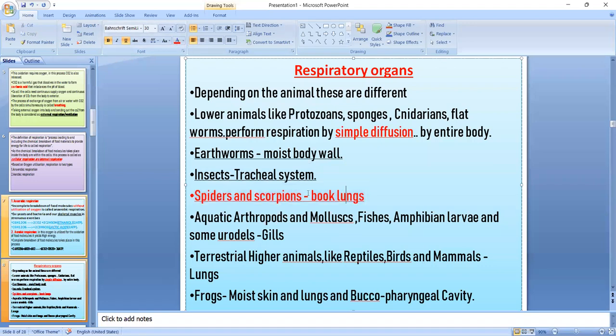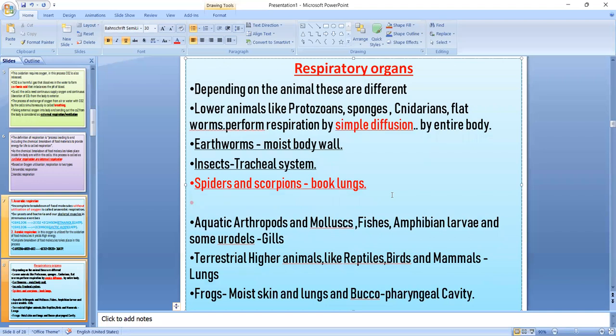Book lungs are not actually true lungs, but they are some kind of air sacs, and they look like a book. In which organisms are book lungs the respiratory organs? Spiders and scorpions. And then, I forgot to write, echinoderms contain some outgrowths of skin called papulae.